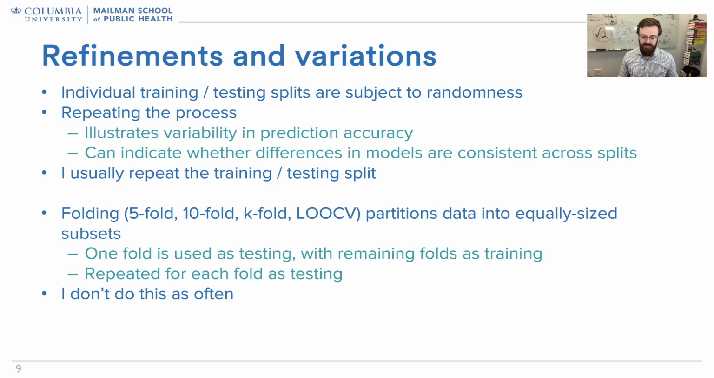So there are a couple of different ways that you might refine or expand on this idea of cross-validation. If I just take my data set and split it into 80% and 20%, there's some randomness in there, and sometimes one model is going to do better and another model is going to do worse.